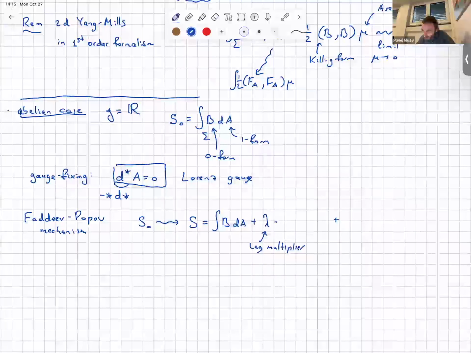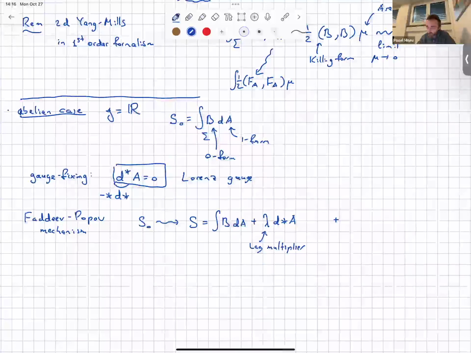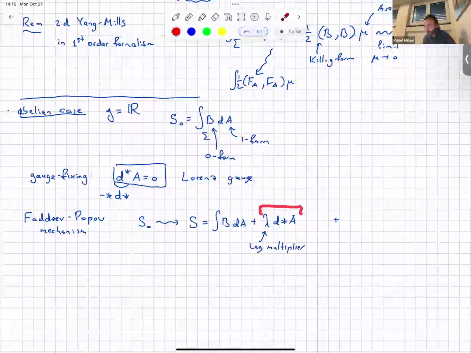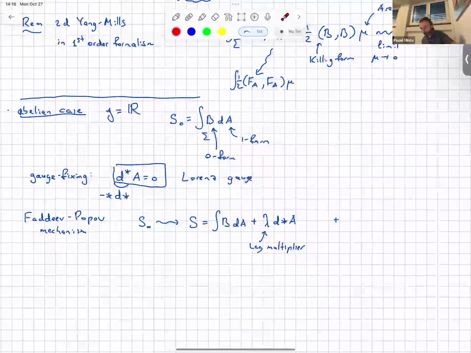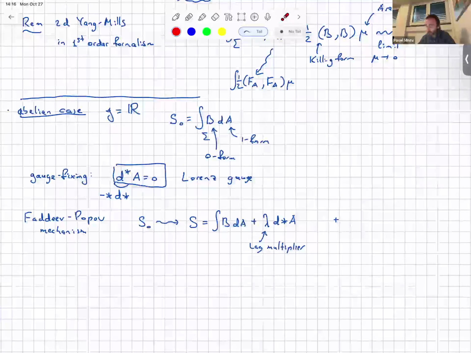But equivalently, I can write my gauge fixing condition as d of star of A vanishes. So let me write this gauge fixing term in this way. So the Lagrange multiplier is a new field.